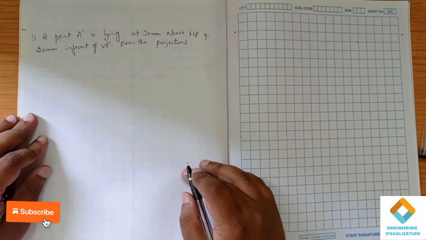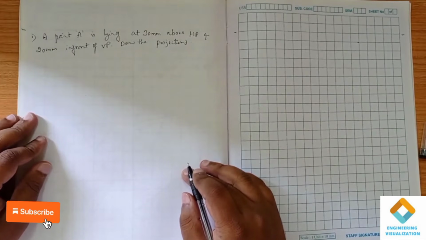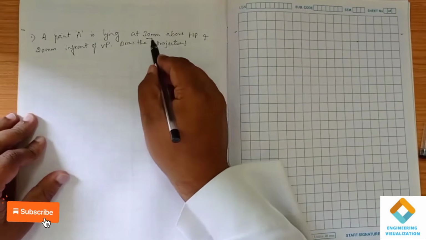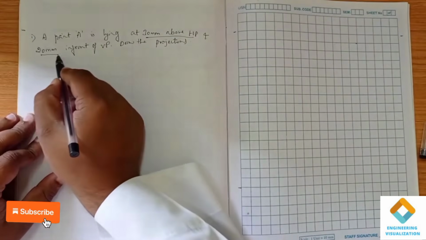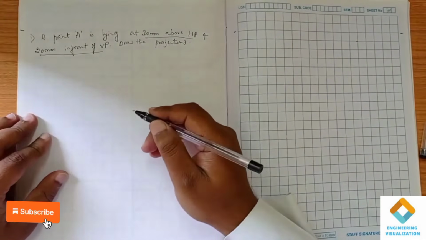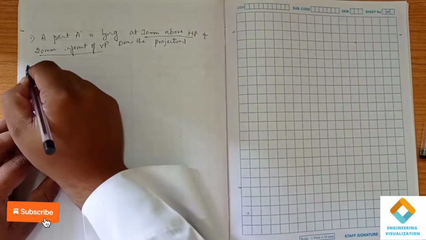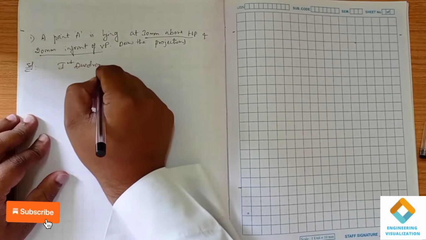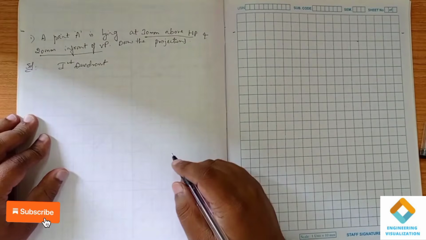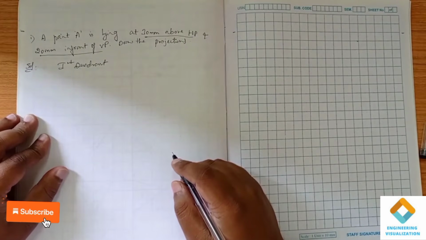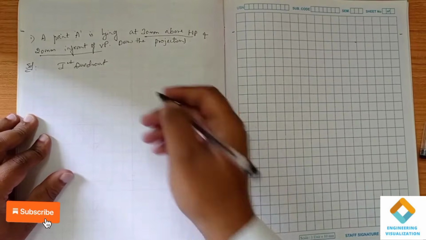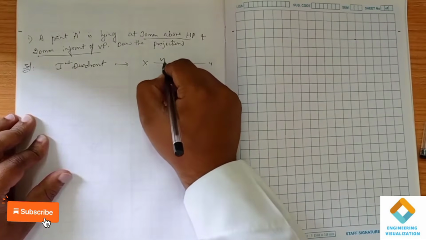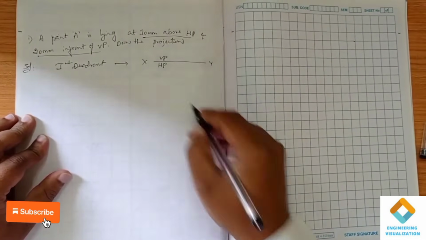So we have discussed there are three concepts in solving the projection of points. So first concept is to identify which quadrant. We know that if a point is lying 30 mm above HP and 20 mm in front of VP, that is above HP and in front of VP, it is in the first quadrant. Okay, so now we have identified the quadrant. Now second concept is to write the notations in terms of the xy line. You know that for the first quadrant the notation is VP will be above the xy line and HP will be below the xy line.